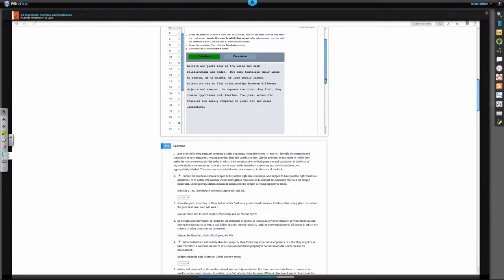Artists and poets look at the world and seek relationships in order, but they translate their ideas to canvas or to marble or into poetic images. Scientists, by contrast, try to find relationships between different objects and events. To express the order they find, they create hypotheses and theories. The great scientific theories are easily compared to great art and great literature.